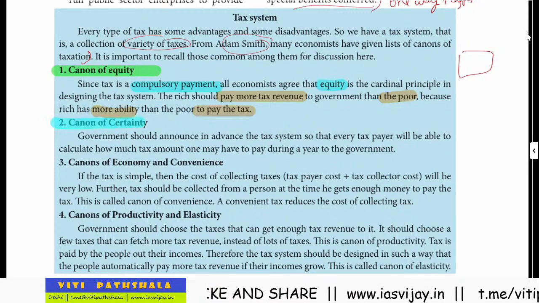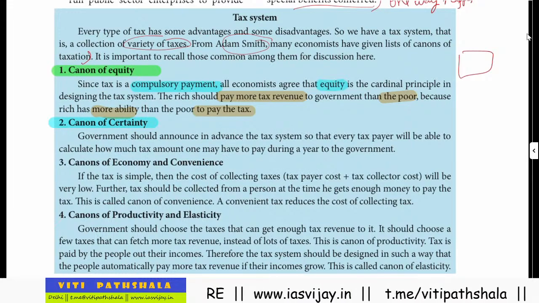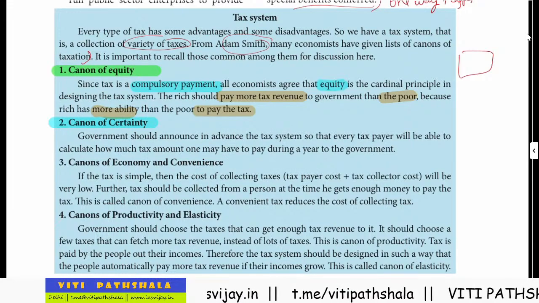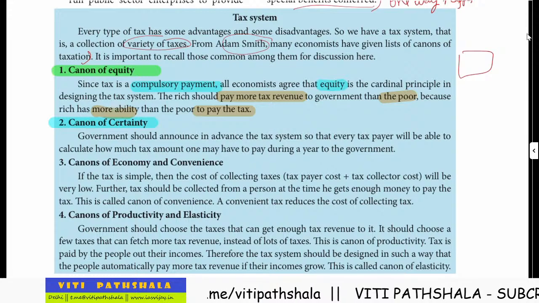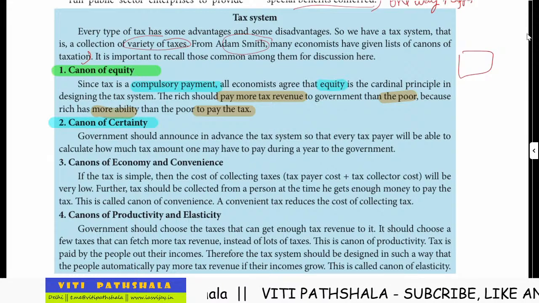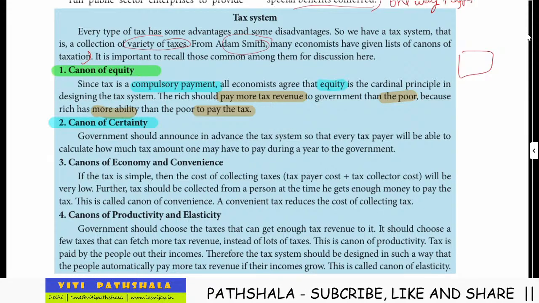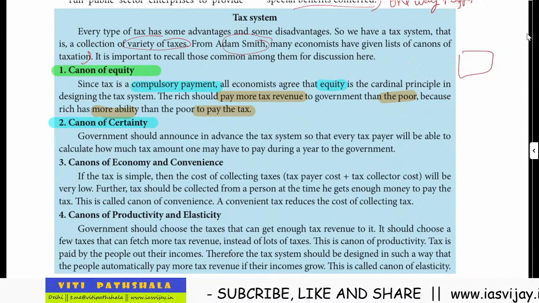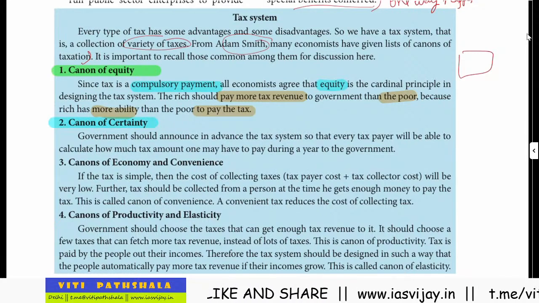Then comes the canon of certainty. The government should announce the tax system in advance so that every taxpayer will be able to calculate how much tax amount one may have to pay during a year to the government.